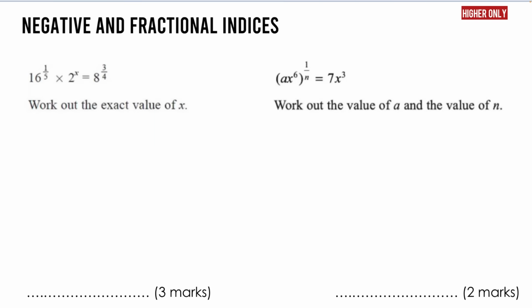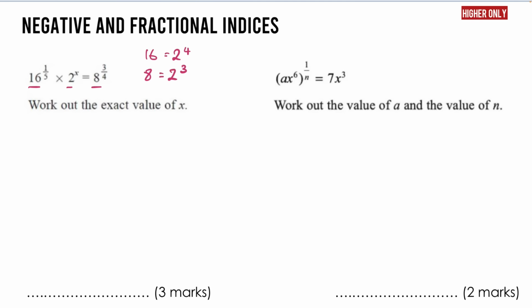So looking at some negative and fractional indices, which is a topic which tends to appear more on a non-calculator exam. However, there are these variations that you can't type into a calculator. So here we have, in our first example on the left, we have the problem where we're looking at similar base numbers. Now here, these are all powers of 2. 16 can be written as 2 to the power of 4, and 8 can be written as 2 to the power of 3.